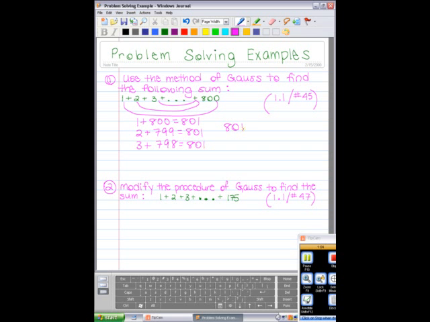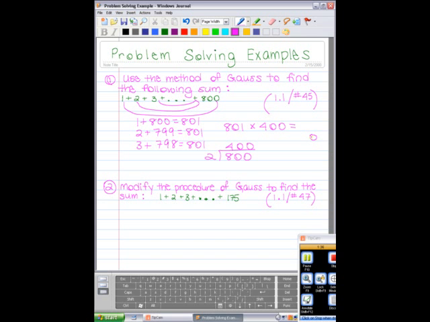We would multiply that by how many pairs there are. Okay, so if there are 800 numbers in total, if we're breaking it down in pairs, that means we have to divide by 2. So we have 400 pairs where we have a sum of 801. To get our final answer, we would multiply 801 times 400, and let's see what we get.